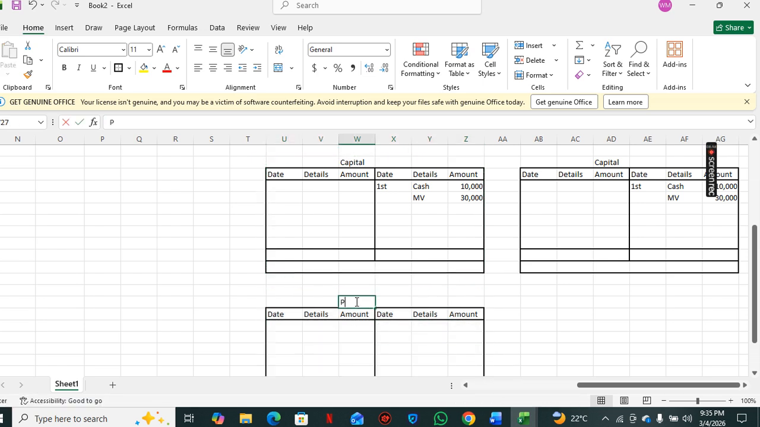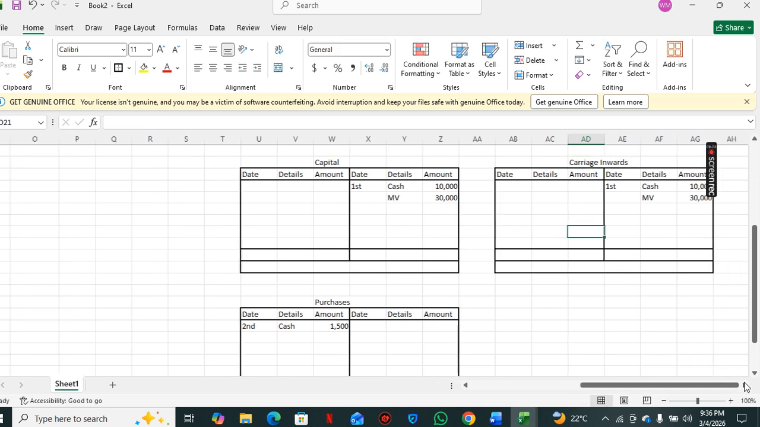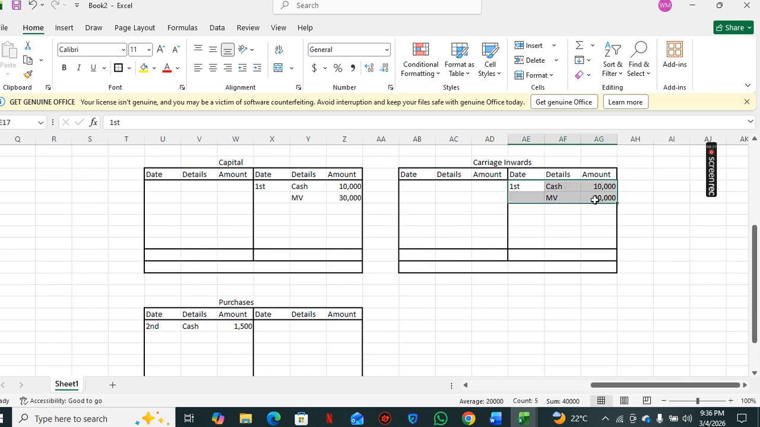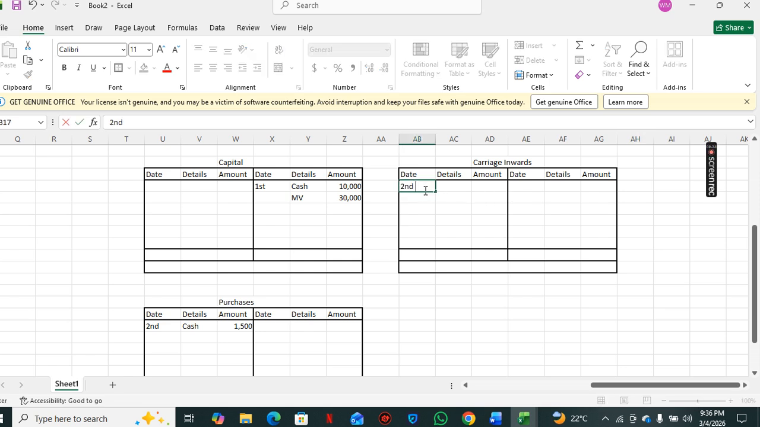So here we have purchases, date, second here, details, cash. Okay, amount 1,500. Okay, then you have carriage inwards, you debit. So you see here on the second, you're going to put cash. You're going to put here 300.